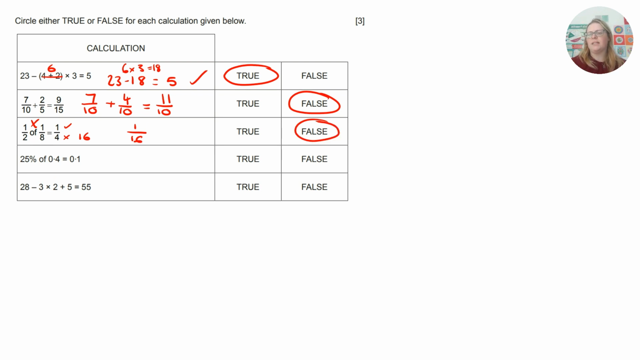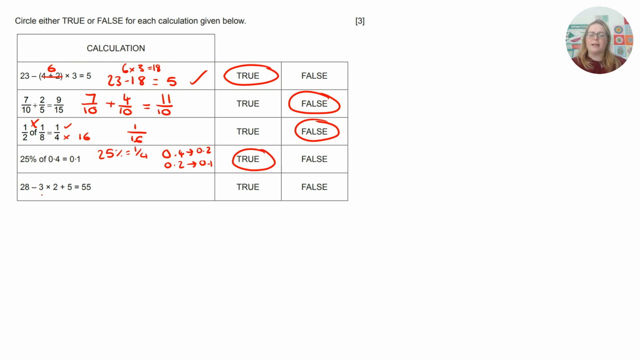Now, if you've watched the foundation videos, I talked about the fact that a quarter is the same as 25% when we looked at the pie chart question. It's the same factor here. So 25% is a quarter. And if we know it's a quarter, that means we're halving it and halving again. So if we halve 0.4, it goes to 0.2. If we halve it again, it goes to 0.1. So in this fact, it is true.